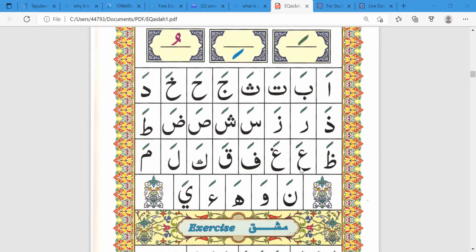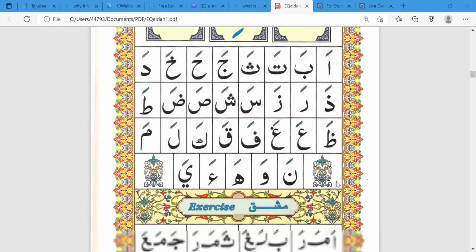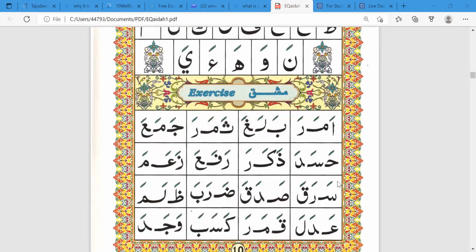Go. Next. Ra. Oh, fa. Sorry. Ka. La. Ma. Na. Wa. Ha. Ya. Allahu Akbar. Now, look at three letters coming together now.